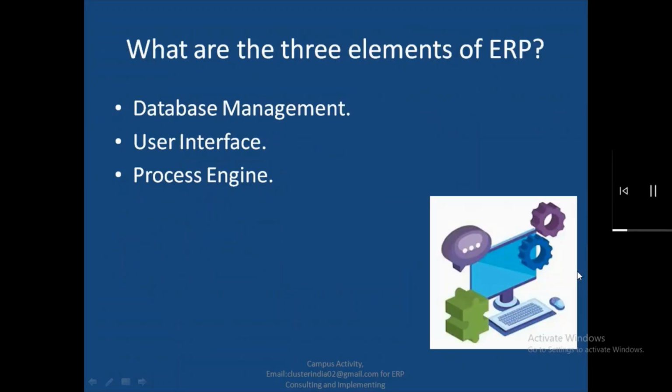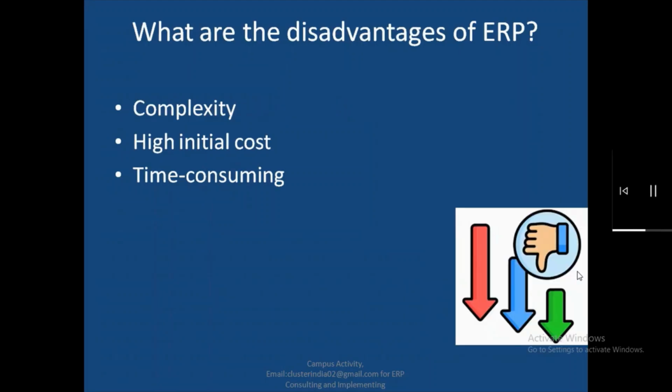Next, what are the 3 elements of ERP? A successful ERP implementation is typically based on 3 core components. Database, as the heart of the ERP software, it is the central data repository shared by all modules. User interface, a visual and user-friendly component that facilitates interaction with the system. Process engine.